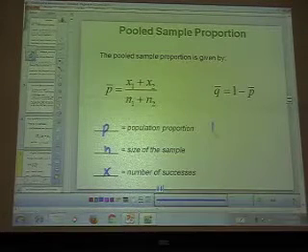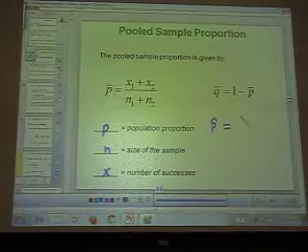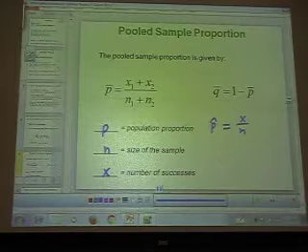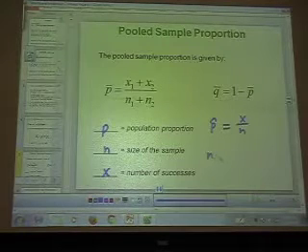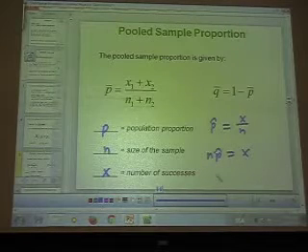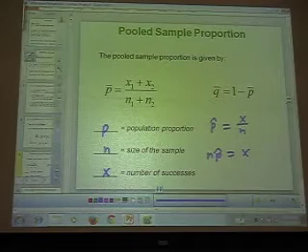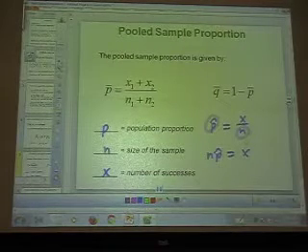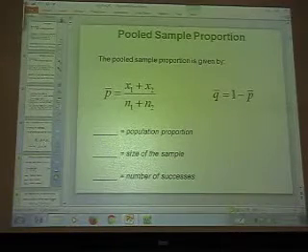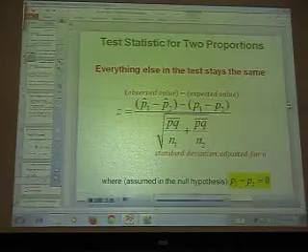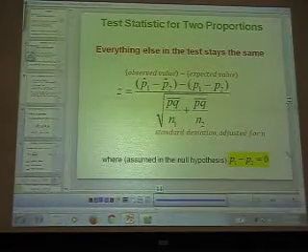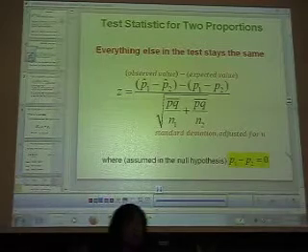So you have your proportion, your p hat is equal to your x over your n, and also, if you kind of work this around, you want to find x, you know that n times p hat will give you your x. If you just multiply both sides by n, you get that. So sometimes you're given n and p hat, and you're trying to find x, and that's how you do it. You need the p bar because the test stat for the two proportions is this. Everything else in the test stays the same, right?